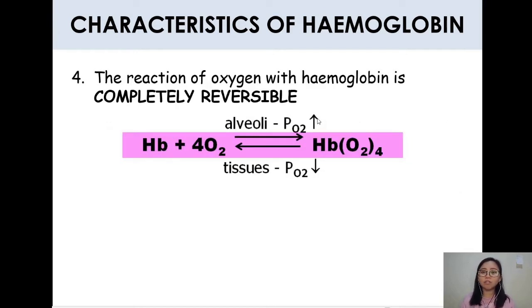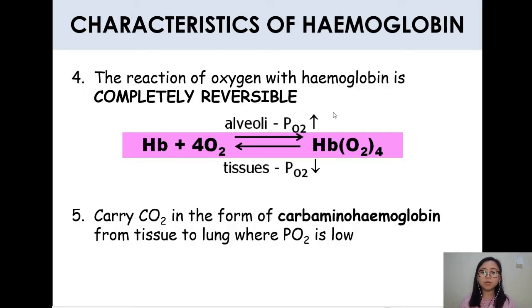Fourth characteristic of hemoglobin is the reaction of oxygen with hemoglobin is completely reversible. Memang dia reversible lah. Dia boleh pegang, dia boleh lepaskan. And this does not affect the shape of the hemoglobin. And then the hemoglobin will carry carbon dioxide in the form of carbaminohemoglobin from the tissue to the lung, where partial pressure of oxygen is low. Last but not least, the sixth characteristic of hemoglobin is that it acts as a buffer for hydrogen ions.